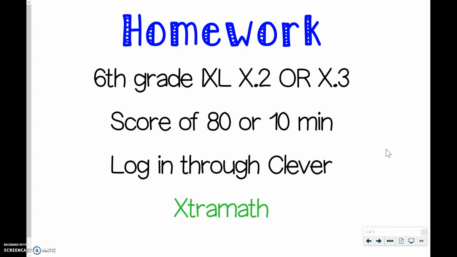You can do both if you want, but you need to pick one of those to do, and they're both in 6th grade, so make sure you're in 6th grade. You either need to do that to a score of 80 or for 10 minutes, whichever comes first, and you're picking which one to do. Make sure you're logging in through Clever. Remember, we can't see your work unless you log in through Clever. Let us know if you need help with that.